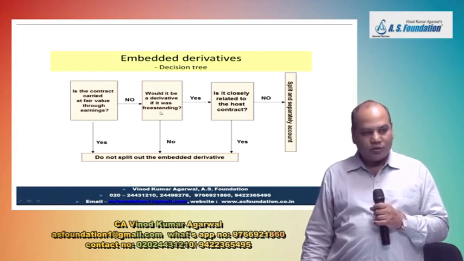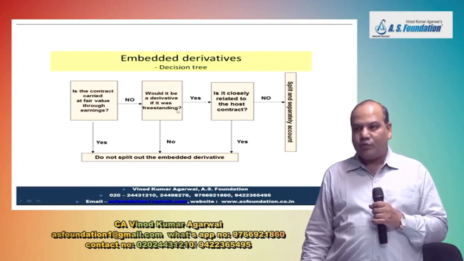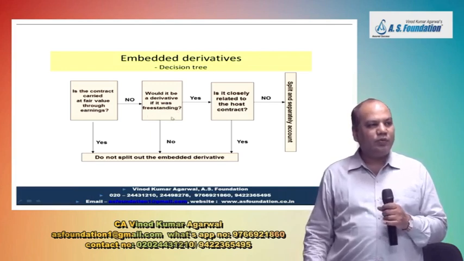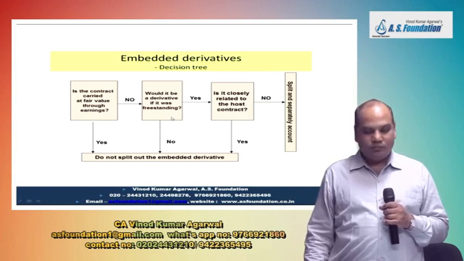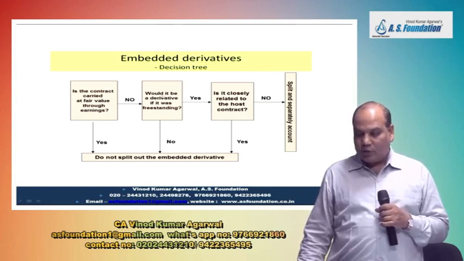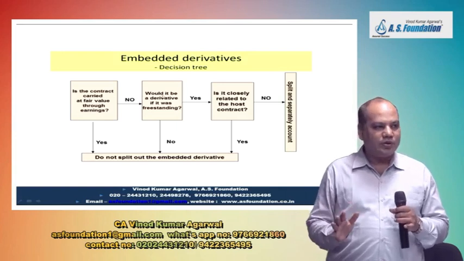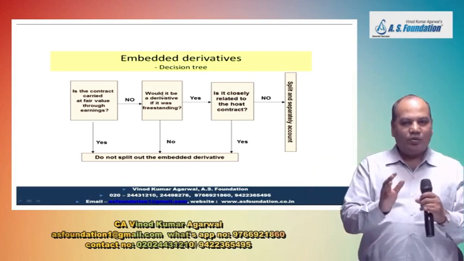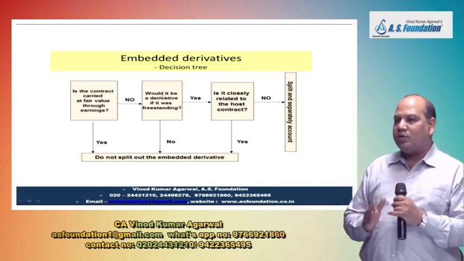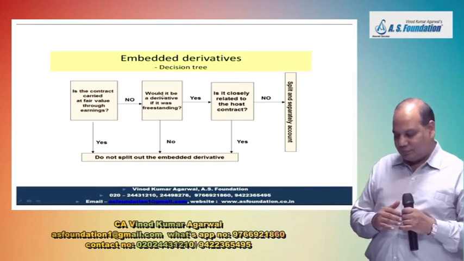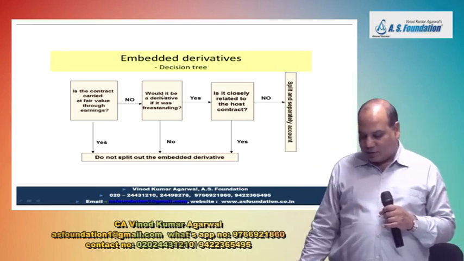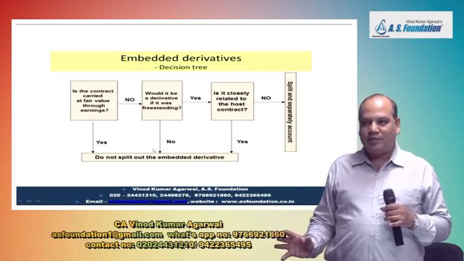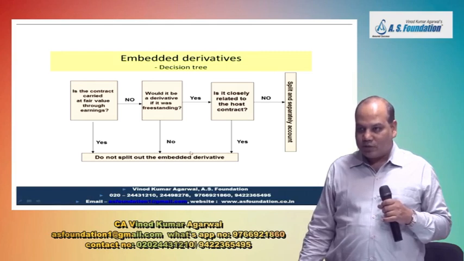But if your answer is no, the host contract is not an FVTPL instrument, then the second question you have to ask: would it be a derivative if it was freestanding? Freestanding means derivative on its own. Is it right? Would it be a derivative on a standalone basis? Will whatever embedded features are there be called a derivative on a standalone basis? If the answer is no, if I remove it, then it is not a derivative. Then do not split out the embedded derivative.